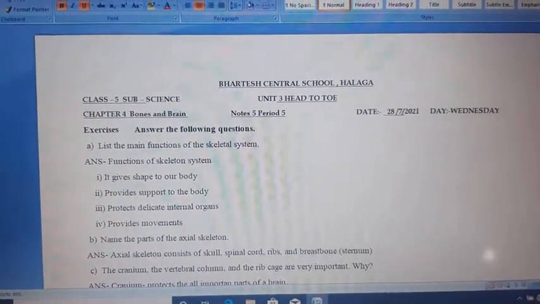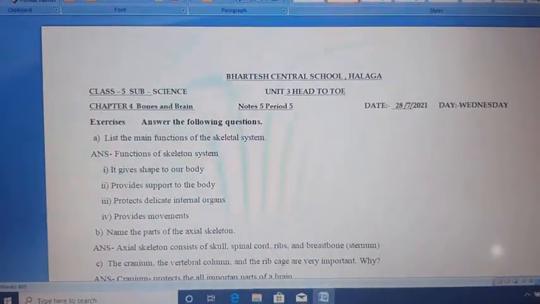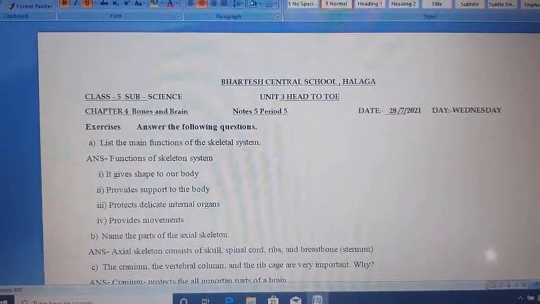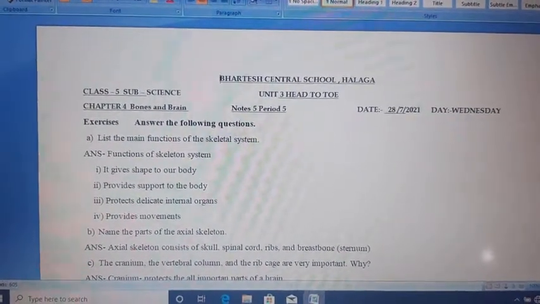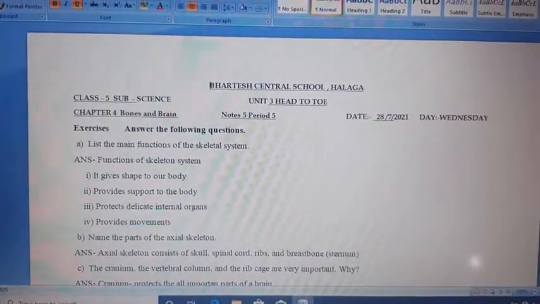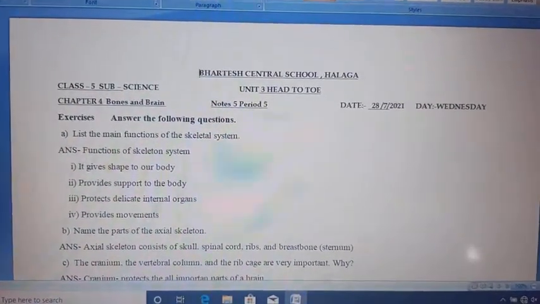Class 5, Subject Science, Chapter number 4, Bones and Brain. Today, we will discuss question and answers for the chapter which we have learned.